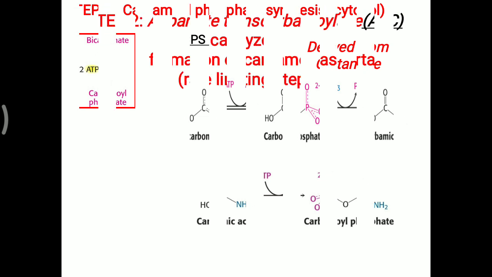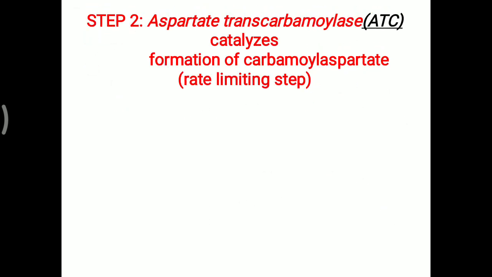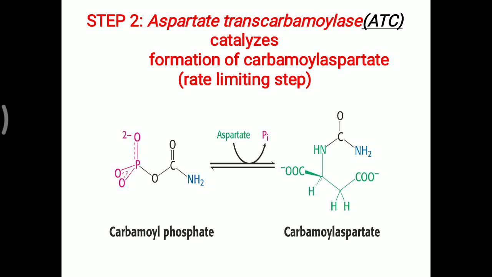Next step, this carbamyl phosphate reacts with ATC, that is aspartate transcarbamylase enzyme. So finally there is formation of carbamyl aspartate. It is one of the rate limiting steps. So carbamyl phosphate attaches with the aspartate. Again in this reaction a phosphate molecule is removed and finally carbamyl aspartate is formed. Here there is no ring closure. So the next step is ring closure.